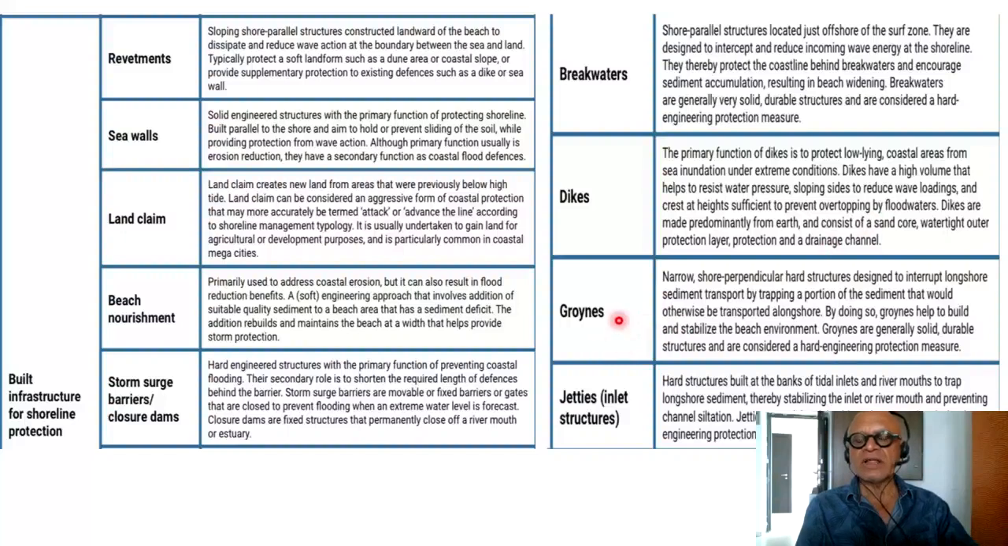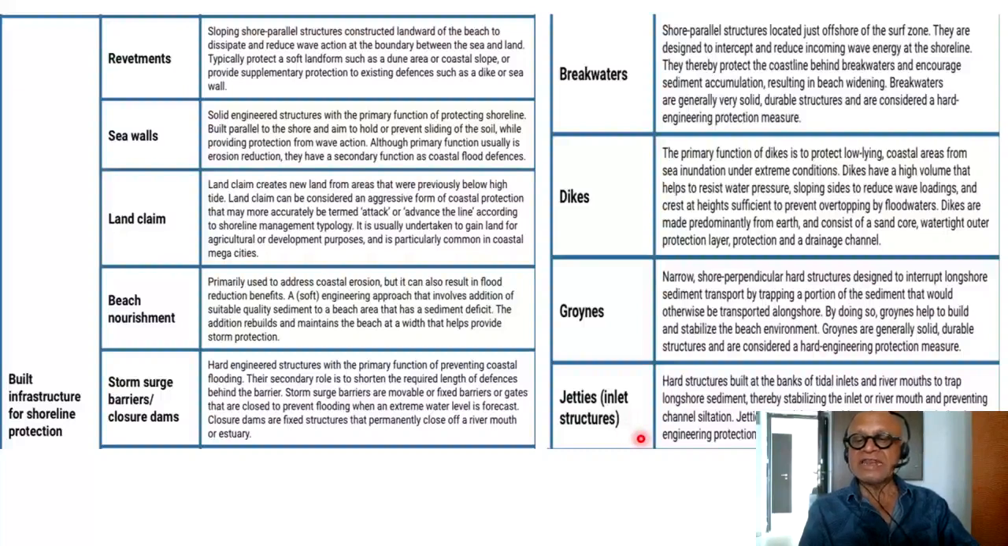Groins, also spelled as groynes in the US, are narrow shore perpendicular hard structures designed to interrupt longshore sediment transport by trapping a portion of the sediment that would otherwise be transported along shore. But this seriously perturbs the waves and the transportation, so often you need post facto readjustment of the collection of sediments and sand on one side of the groin as opposed to depletion on the other side. Again, I've discussed this in the chapter on coastlines in my oceanography course.